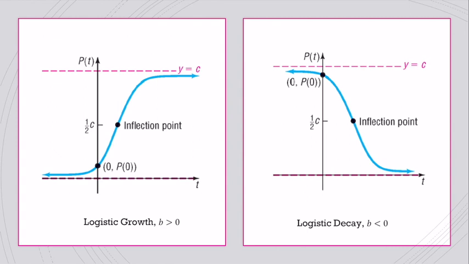So let's take a look at what logistic growth and logistic decay look like. If we have logistic growth, my value is getting bigger and bigger and approaches C, right? Y equals C, that's going to be my asymptote. I'm never going to cross that line. If I have logistic decay, we're going to be approaching 0.